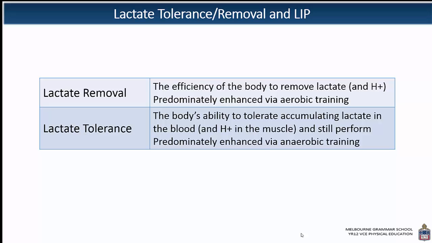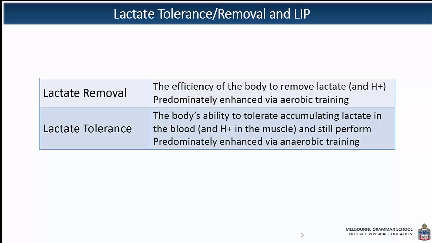Now, our lactate and hydrogen are removed via the aerobic system, and we'll talk about that a little bit later. So it makes sense that lactate removal is going to be enhanced via training that aerobic system to be stronger, so that it can deal with and remove those metabolic byproducts at a faster rate.